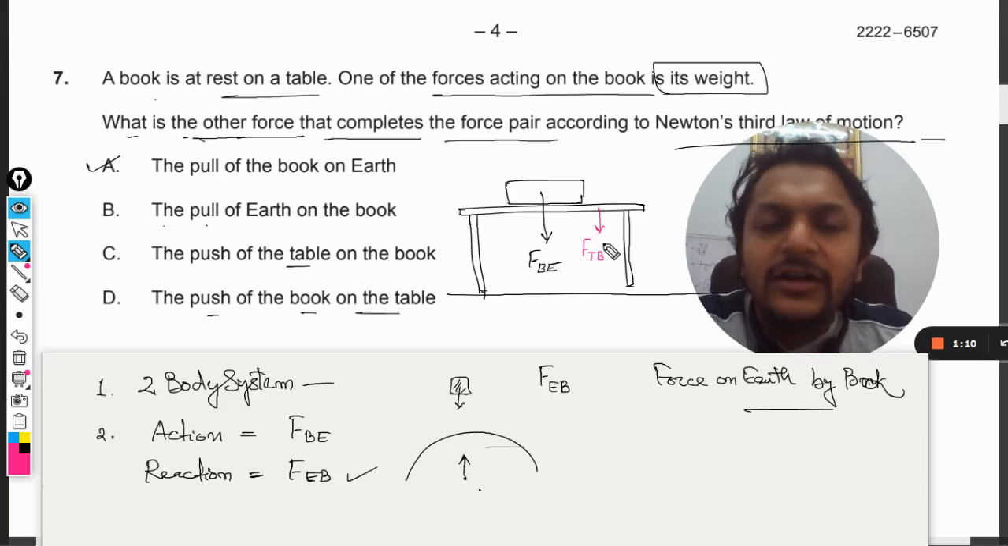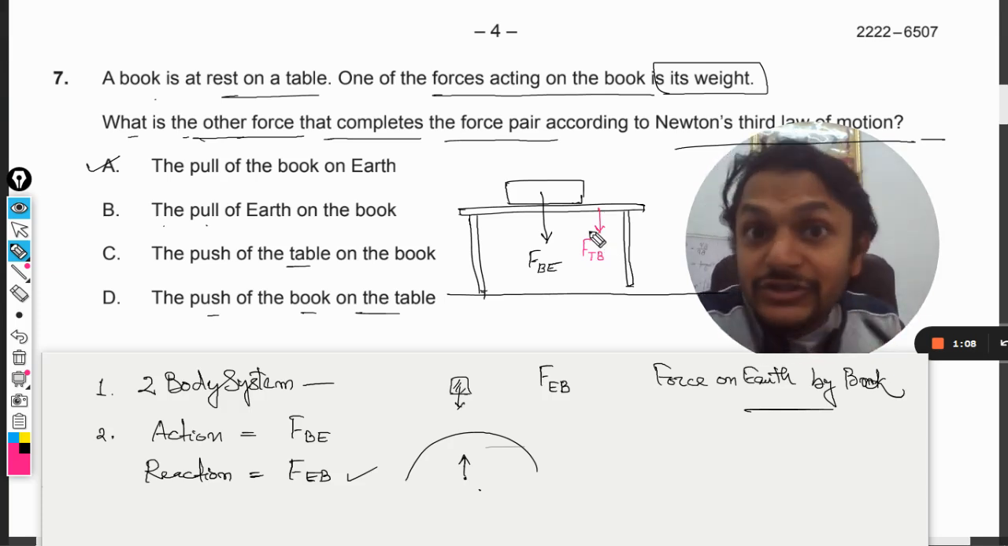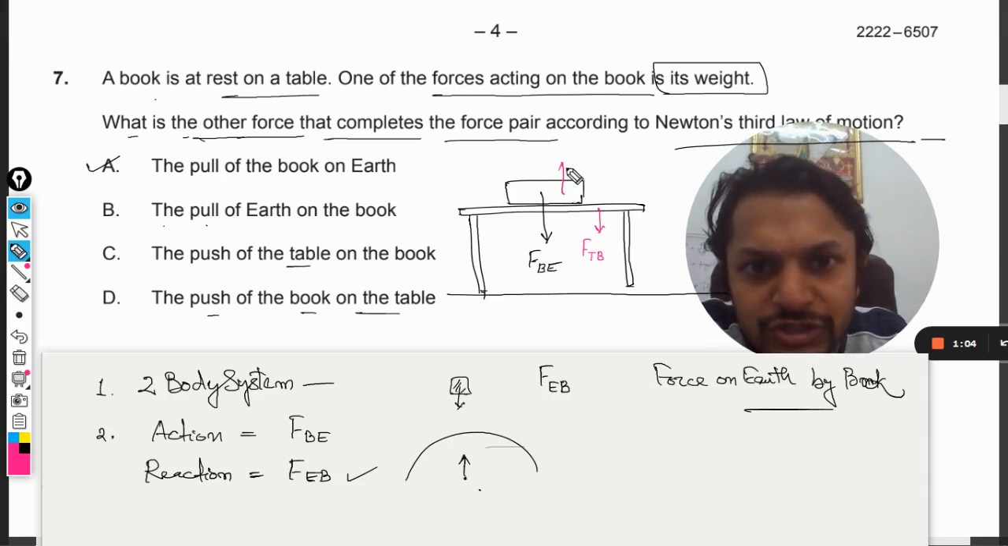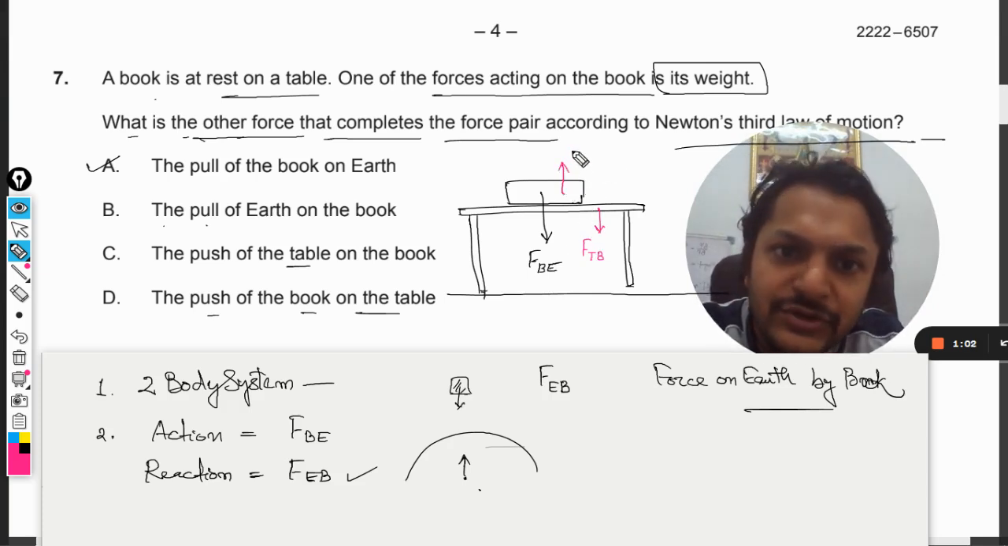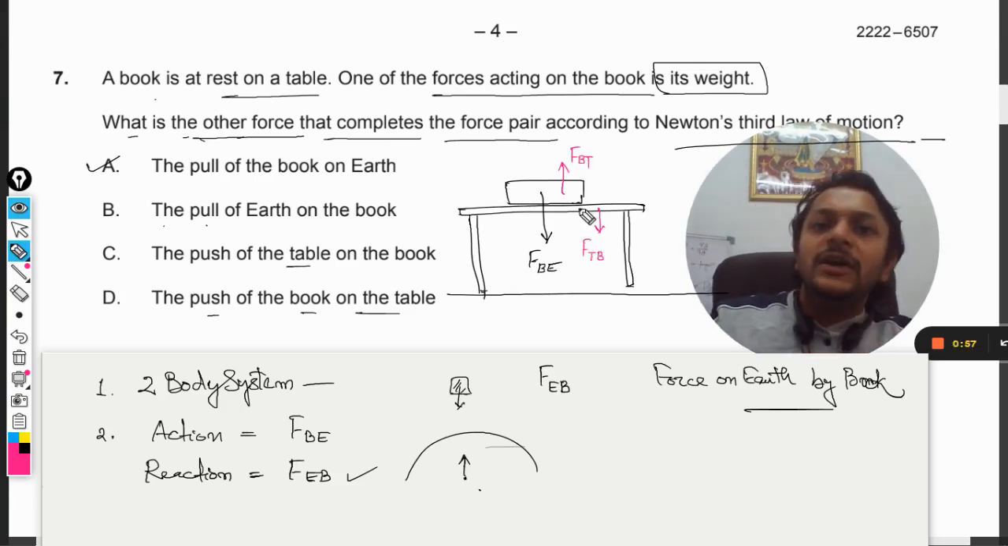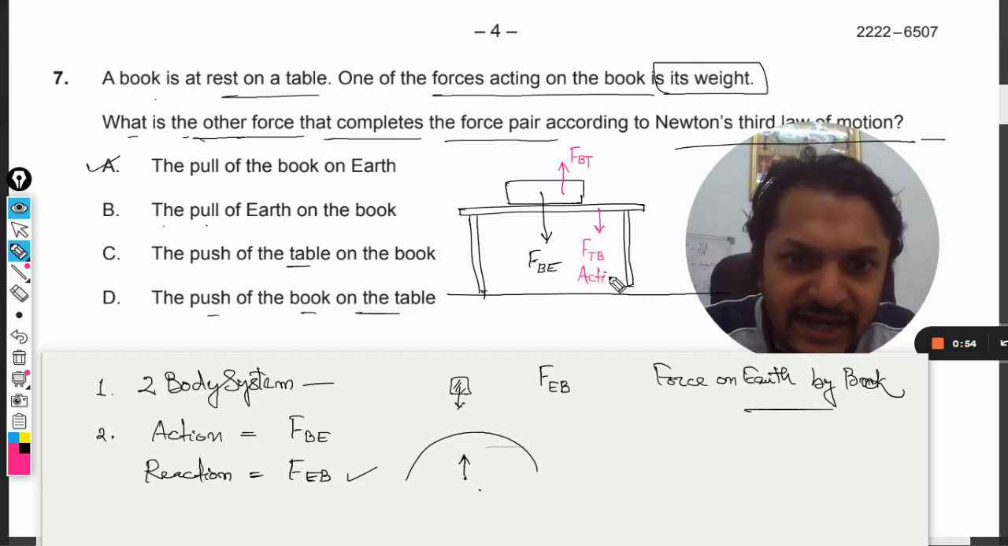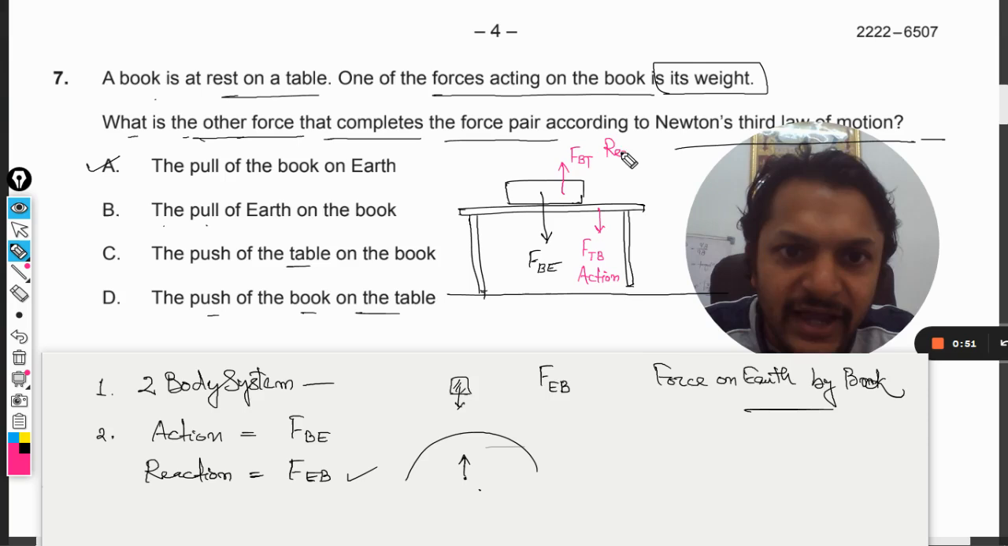Now here we change the system. Now the system is book and the table. So there is another force in the upward direction which will be opposite to this, and it will become force on book by the table. So this is the reaction force for this action. Now this is the action. So this becomes the reaction.